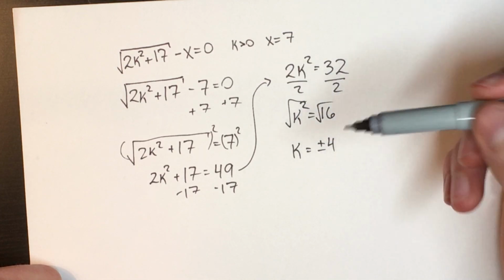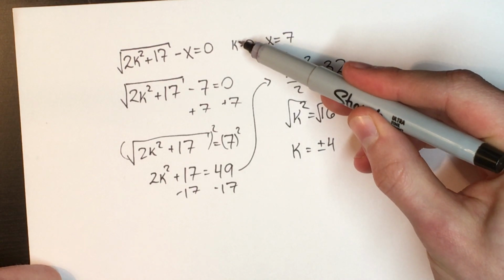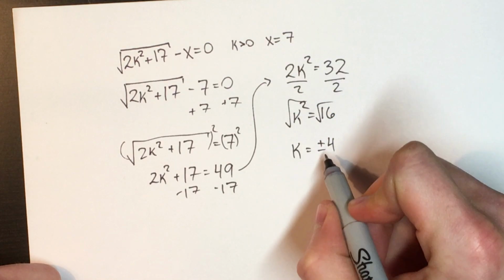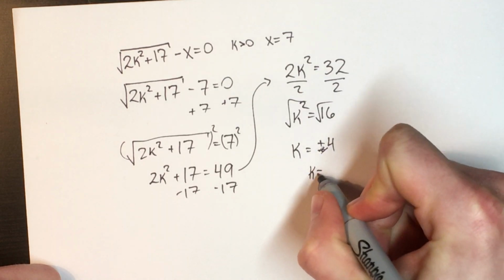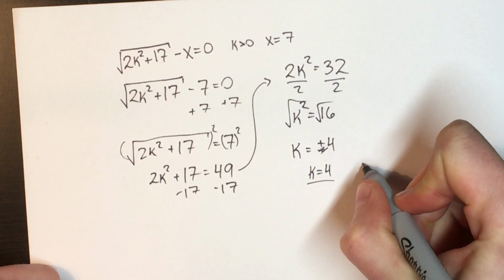But we're also given in the problem that k has to be larger than 0, so in this case we're actually not going to consider the negative option, we're just going to consider the fact that k is equal to 4, which is option C.